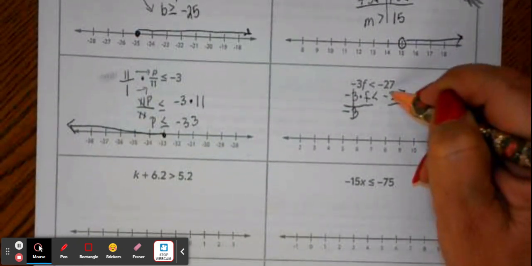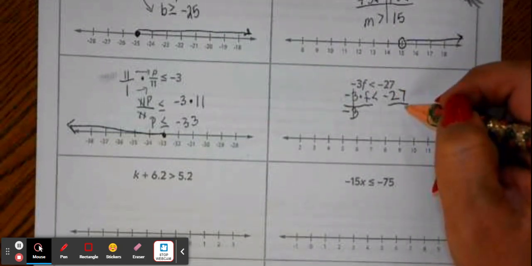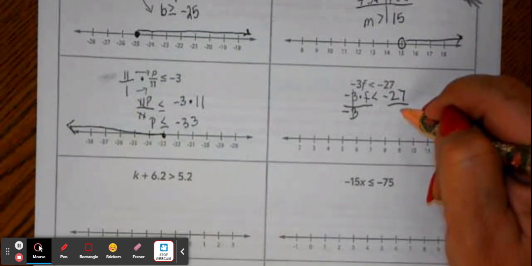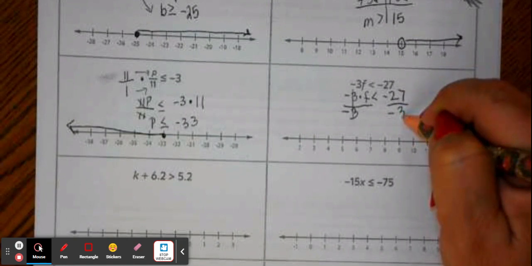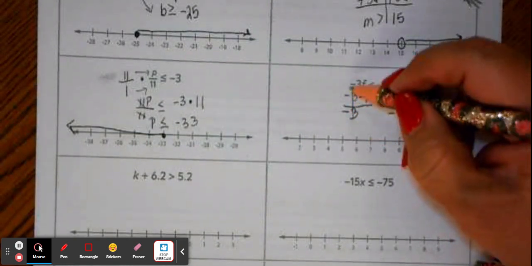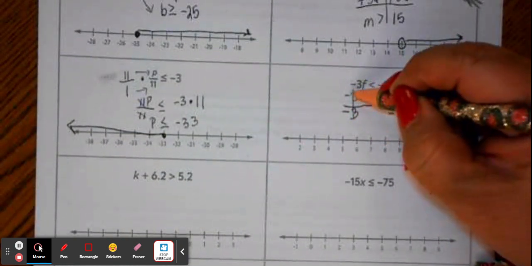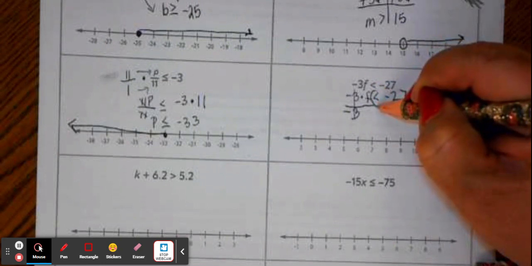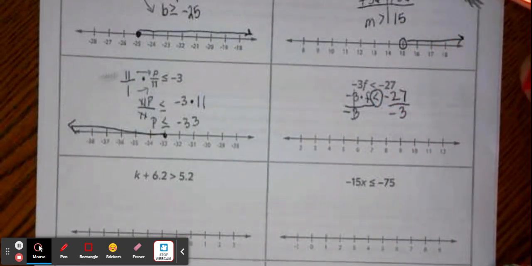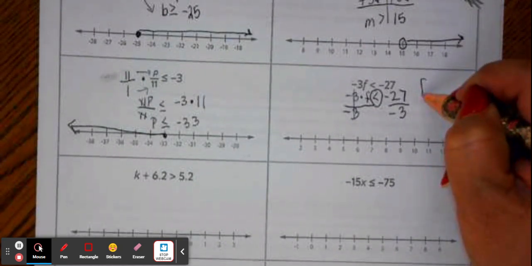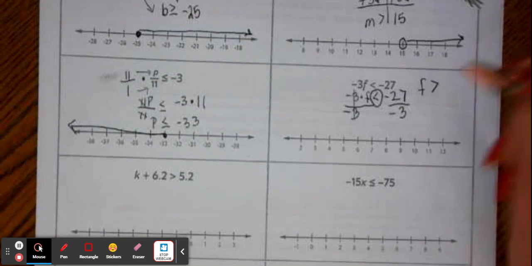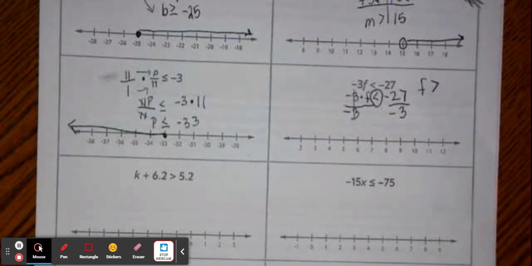I'm going to have a negative 27 over a negative 3. Now, I want you to pay close attention, because once you divide by a negative number, this symbol right here is going to flip. It's going to go in its opposite. So right now it's less than. Well, this time f is going to be greater than. It's going to flip because I divided by a negative.